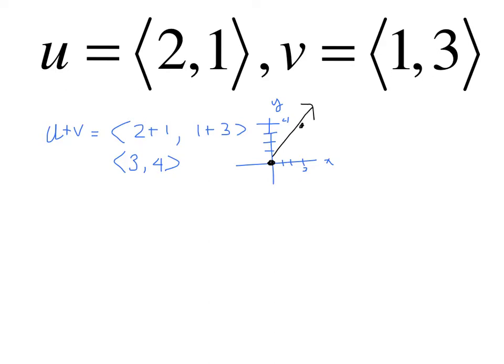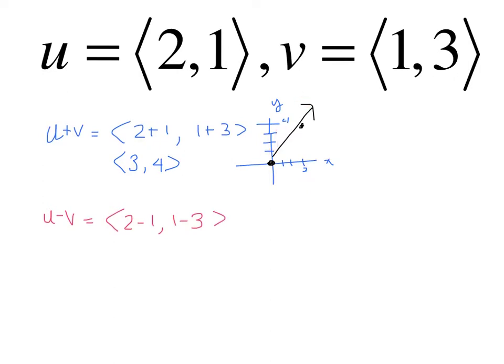And there's our terminal point. We're going to pretend I connected the dots. And now we're going to do u minus v. So now we're going to subtract them. 2 minus 1, 1 minus 3. So what I'm plotting is the resultant vector.